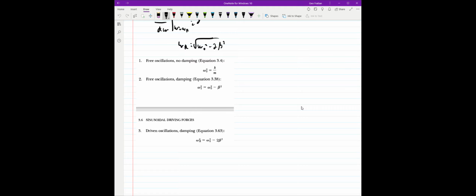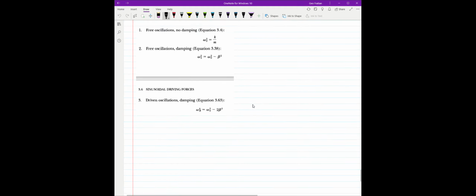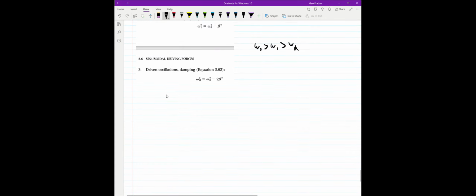So omega r squared is equal to omega naught squared minus 2 beta squared. Noting that omega naught is actually the maximum. So omega naught is greater than omega 1, which is greater than omega r. Okay. Now we can define the quality factor, which you've probably seen in a lot of different cases, as omega r, the resonance omega, divided by 2 beta.